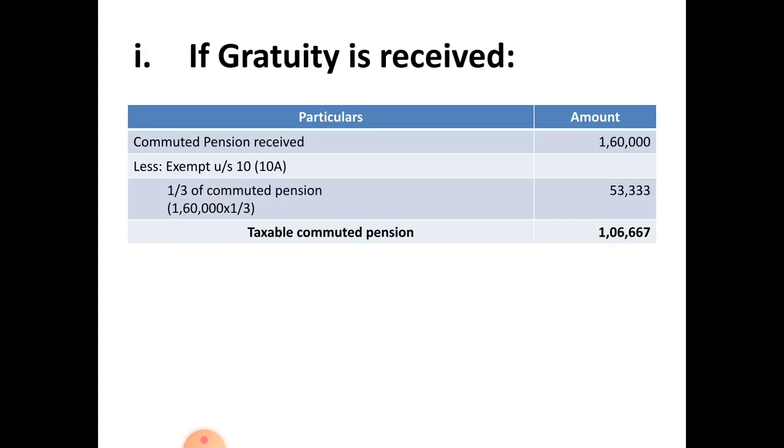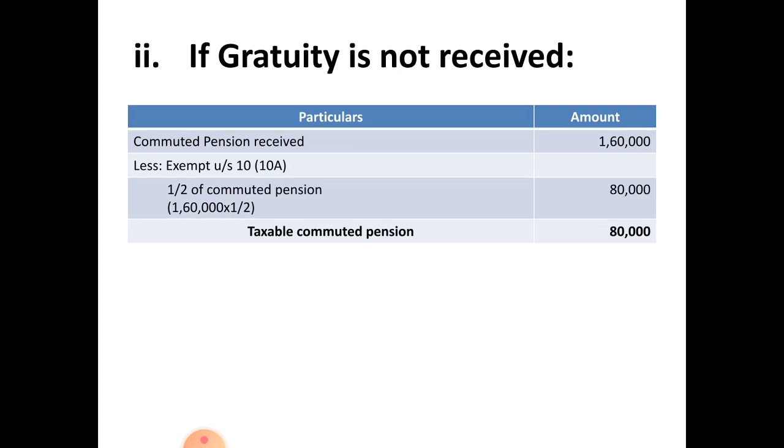If you are considering she is not receiving gratuity, the exemptible limit is half of full value of commuted pension 1,60,000. See the solution. If gratuity is received, commuted pension received is 1,60,000 less exempt under section 10 subsection 10A, 1/3 of commuted pension, that is 1/3 of 1,60,000, which amounts to 53,333.333. You can consider only 53,333. When you deduct this amount from commuted pension, the taxable commuted pension amounts to rupees 1,06,667. That is when gratuity is received.